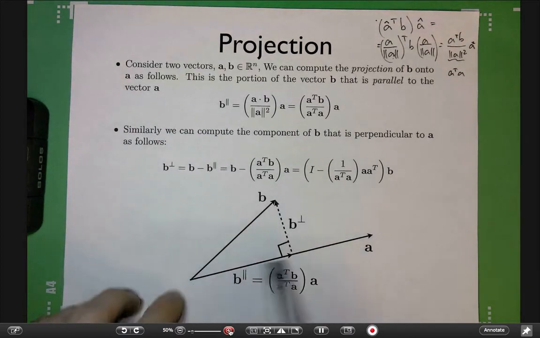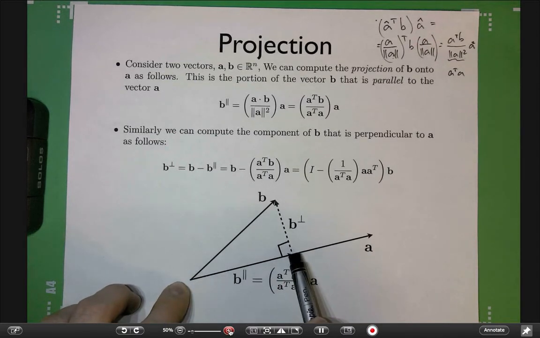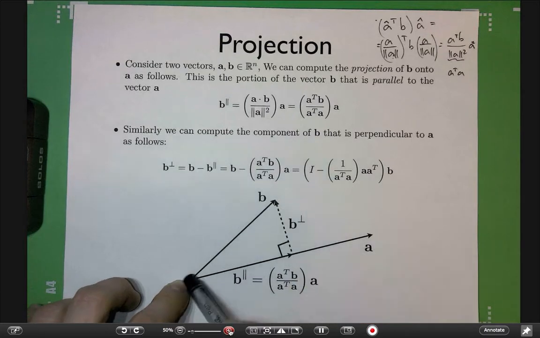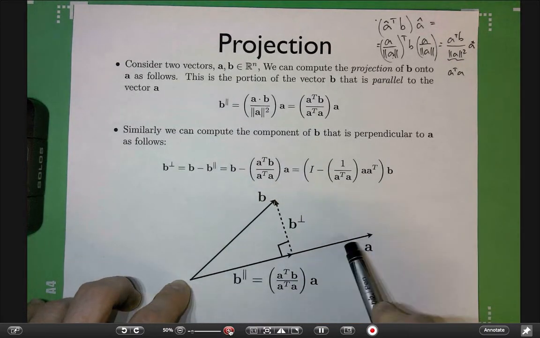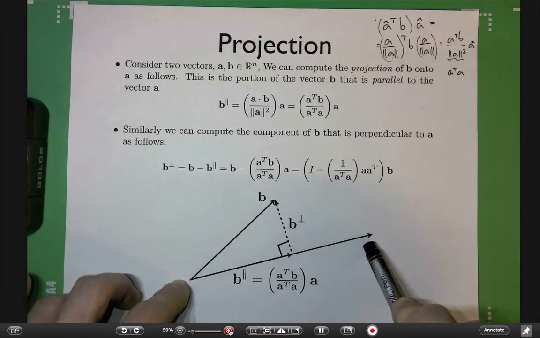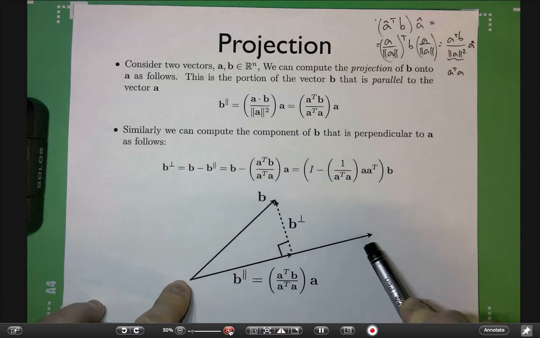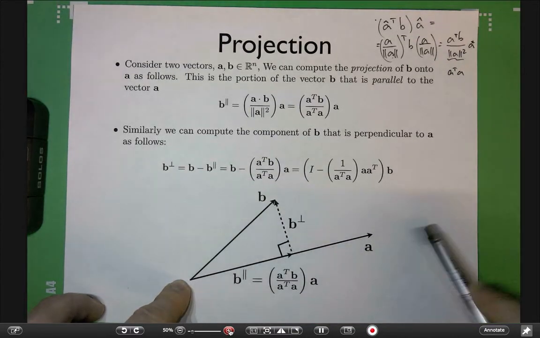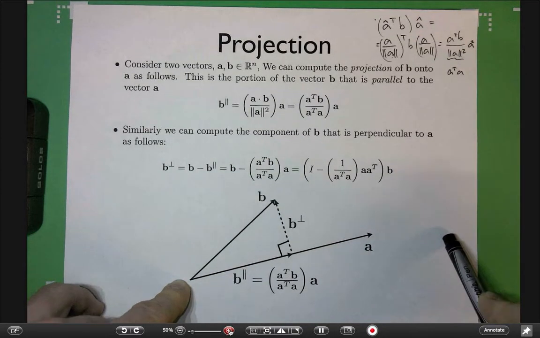So this is a formula for this b parallel thing. So this is the b in the direction of a. In other words, it's just the component of b in the direction of a. You sort of remember how we were talking about subspaces when I was talking about rectangular matrices. So this is just the component of b in the subspace generated, or spanned, by the a vector.